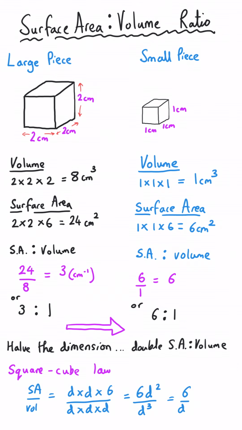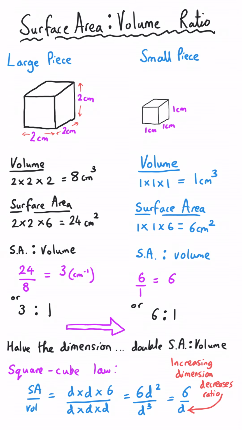And that's a factor that you need to be able to work with. For every increase in dimension, you will have the same decrease in surface area to volume ratio. If the dimension is 10 times bigger, the surface area to volume ratio will be 10 times smaller, etc.